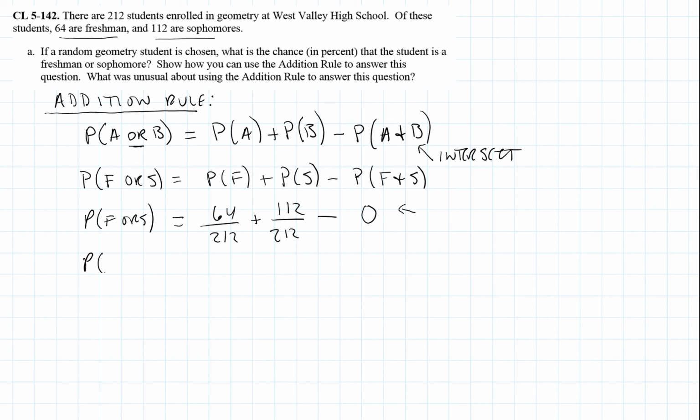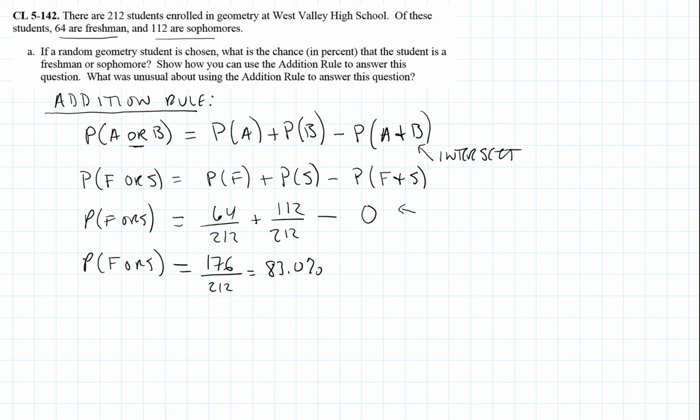And the probability of freshman or sophomore is 64 plus 112, which is 176, over 212. Dividing that out gives 83.0%. So 83% are going to be either frosh or soph. The other 17% is going to be something else. It could be juniors and seniors.